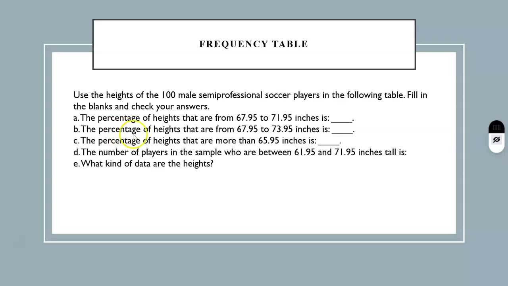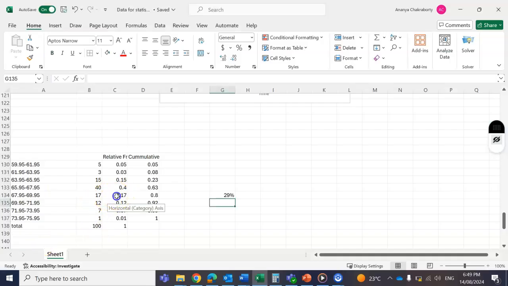The second one, the percentage of heights that are from 67.95 to 73.95 inches, which means that here 67.95 to 73.95, that is addition of all these, that is 29% plus 7%, which is 36%. Addition of all those three, it is your 36%.